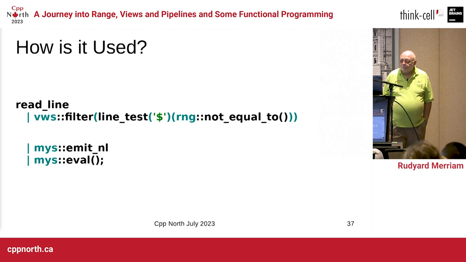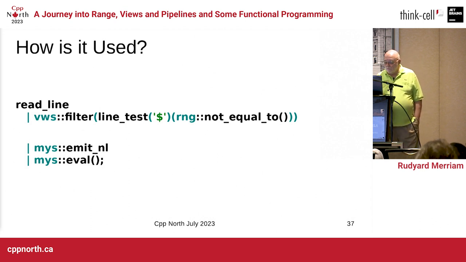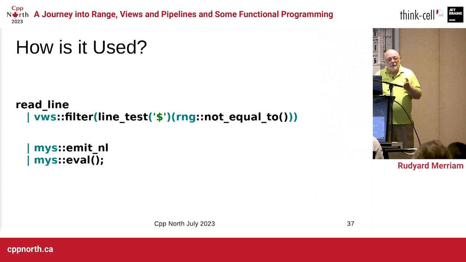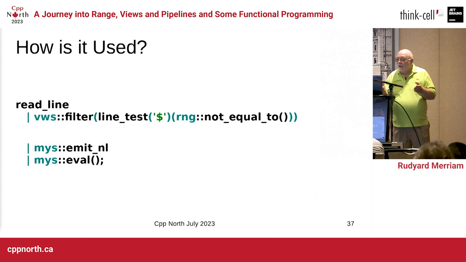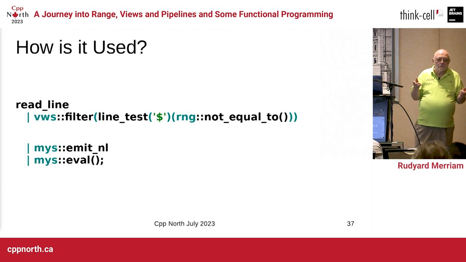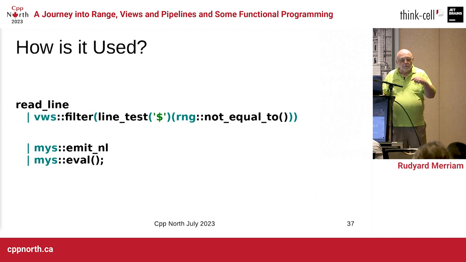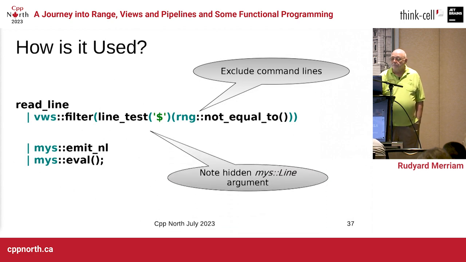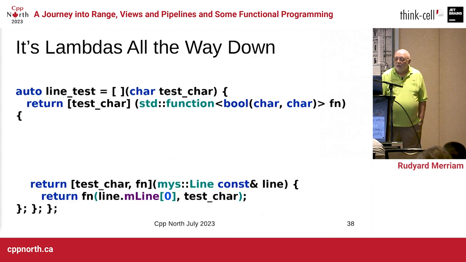How would we use this? Well, we've got readline, and then we would say filter, with line test and the dollar sign as our first parameter. The next parameter is not_equal_to, which is the function. And we don't see the line, the element that's being passed in. That's handled automatically. And we've got emit new line and eval. I took out the take because it's just not necessary for this discussion. So this lambda will exclude anything with a dollar sign on it.